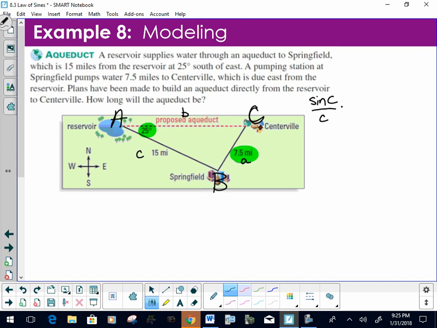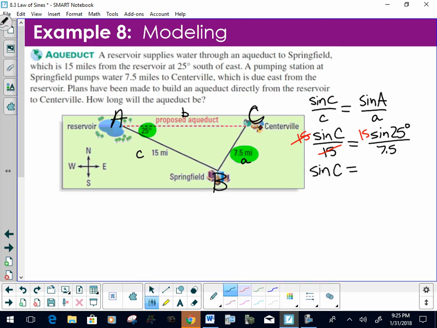So the first thing we're going to have to find is angle C. Sine C over C equals, and the ones that we know that are going to help us out are the A's. So sine C over 15 miles is equal to sine 25 degrees over 7.5 miles. So solving for angle C, we'll multiply by 15. So we have sine of angle C equals 15 sine 25. I'm not going to write that out again.